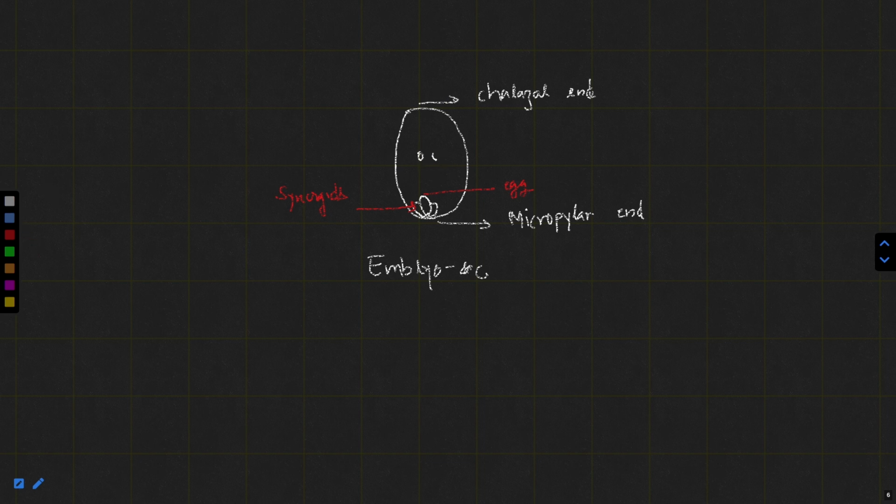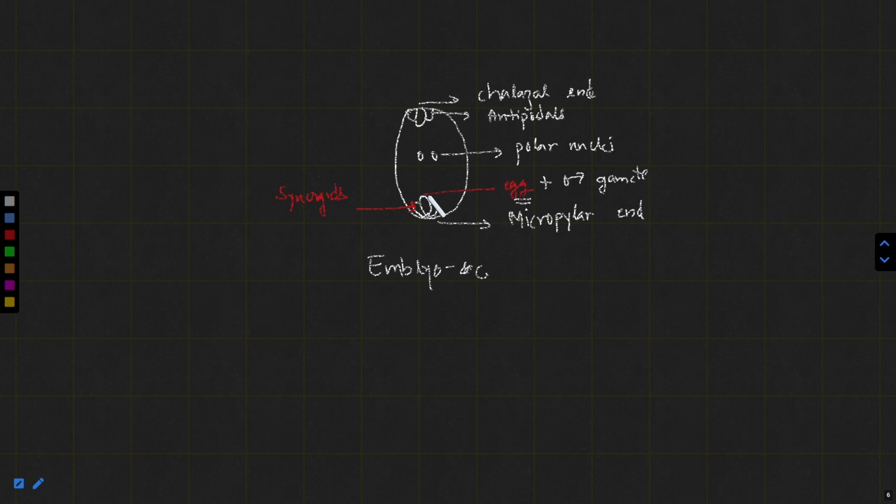Now these two are the polar nuclei. Okay, and at the chalazal end, what is present? Antipodals are present at the chalazal end. So one of the male gametes fuses with the egg cell. So, the egg cell fuses with one of the male gametes.